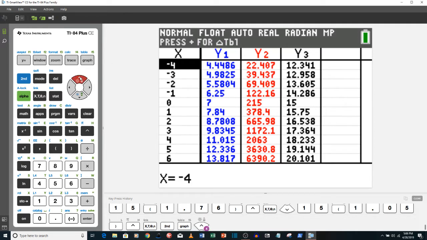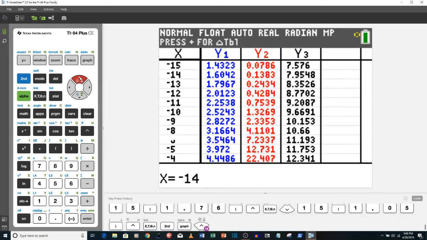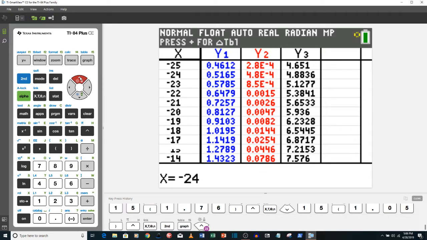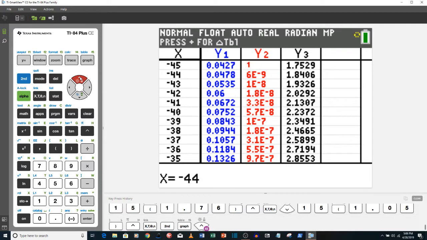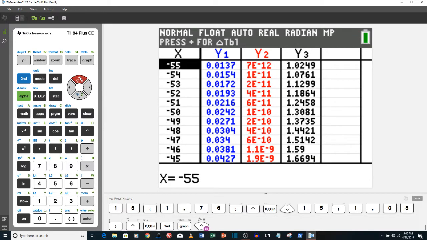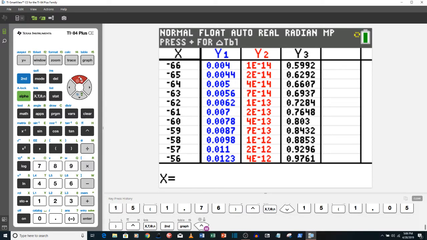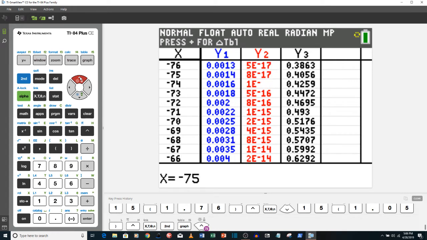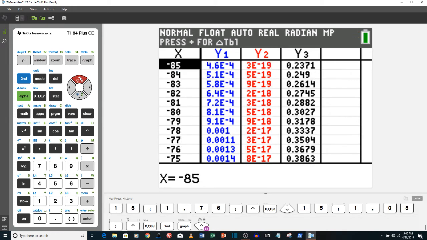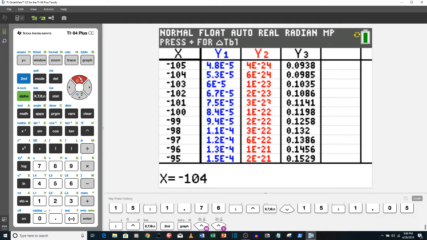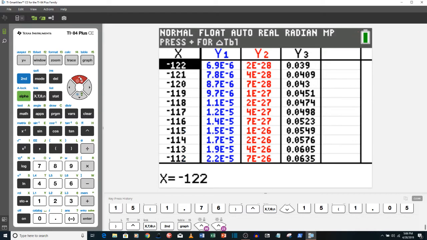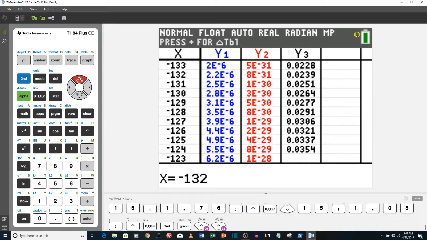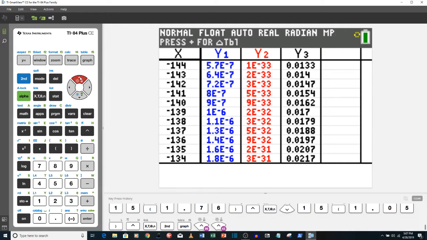Let's go into the negative territory on x. Just click up, up, up. Just watch. They're getting smaller and smaller. Y3 is still hanging out there. Smaller and smaller. Notice Y2 has gone into scientific notation, so is Y1. Okay, with that negative value, it means that it's whatever it is times 10 to the negative whatever. So it's becoming extremely small.